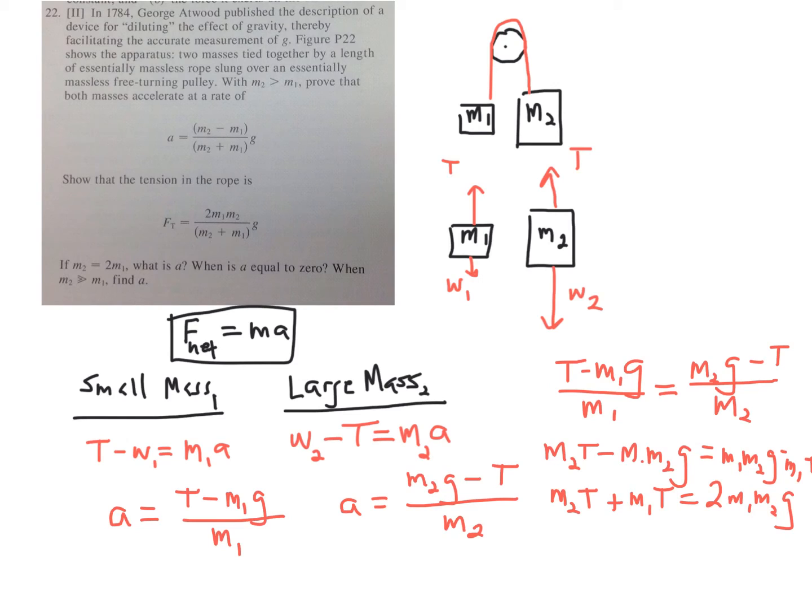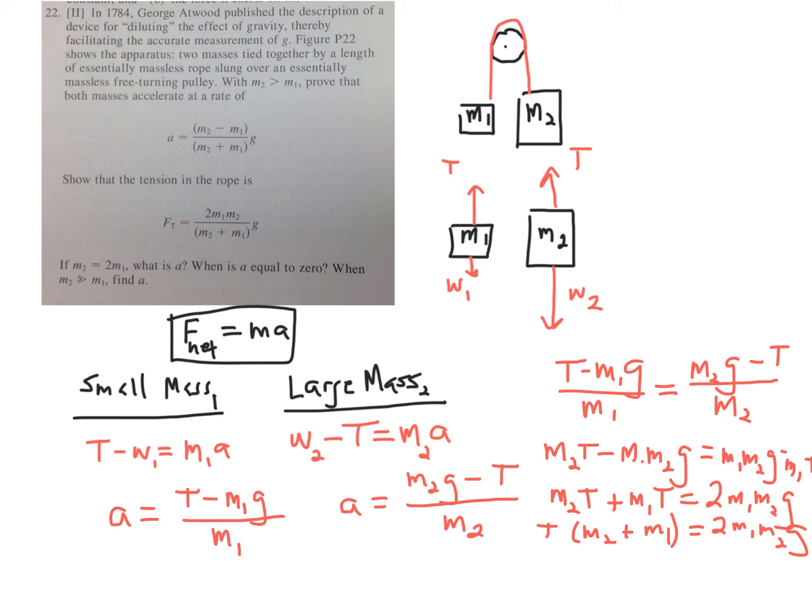Then I factor out the t on the left-hand side here, so it will be t times the quantity m sub 2 plus m sub 1 equals 2 m sub 1 m sub 2 g. And then basically there's one step left to get the answer.